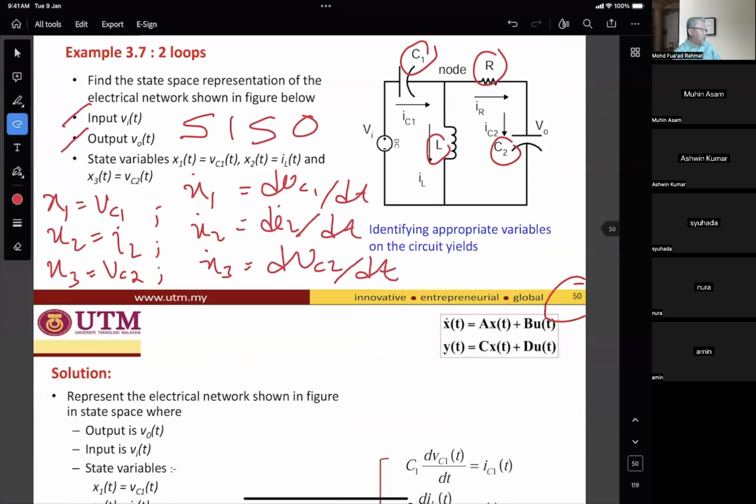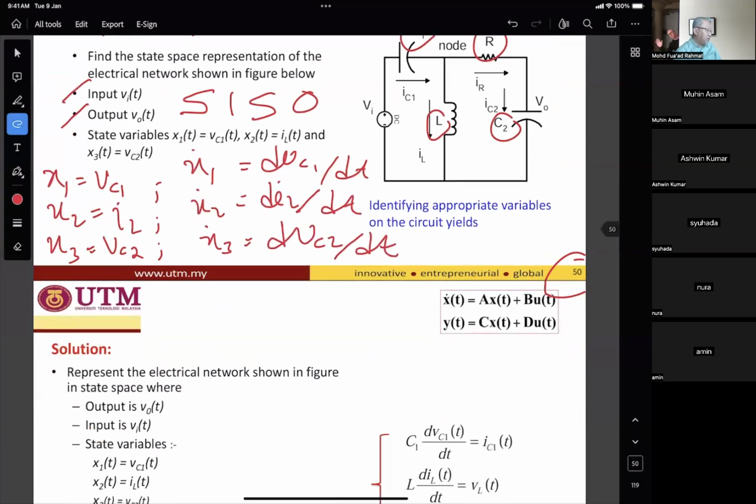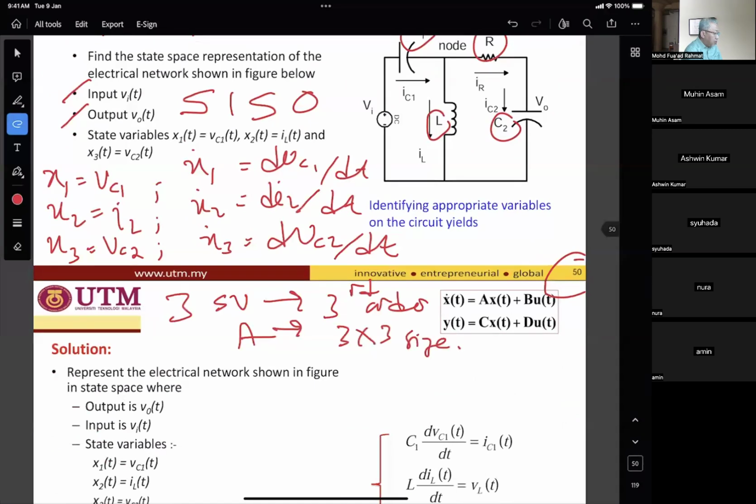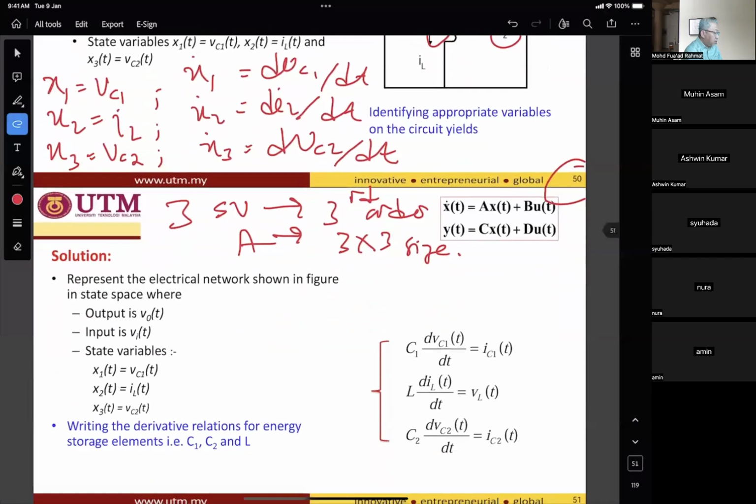Good. So now we have a third order system because we have three state variables. The expected model will be a third order system. Matrix E will be 3 by 3 size. Okay, so now we do the solution. The output is V0.